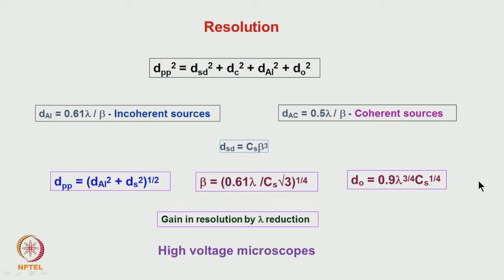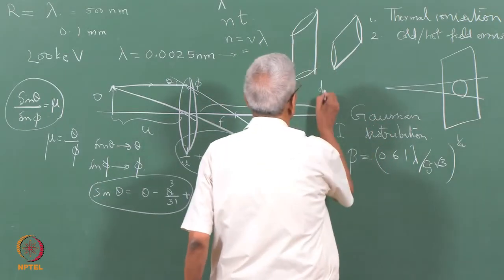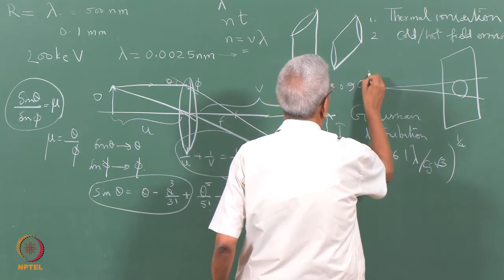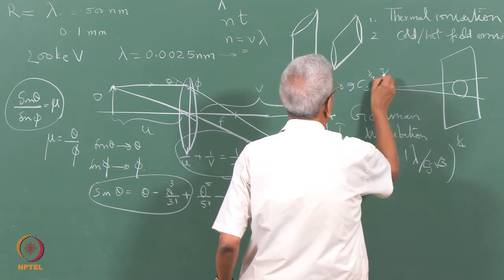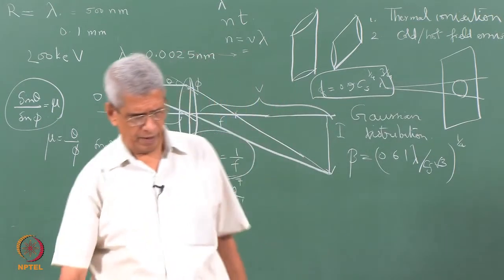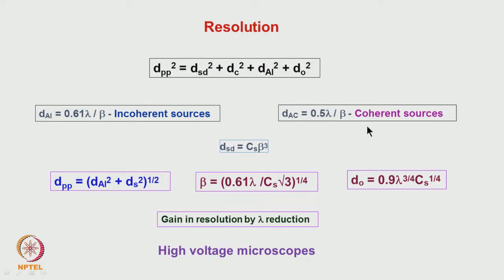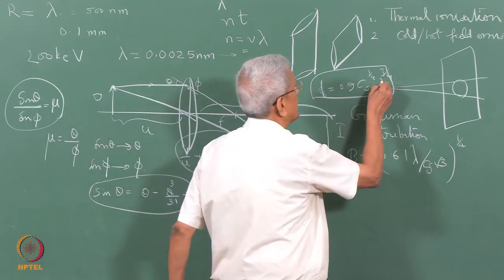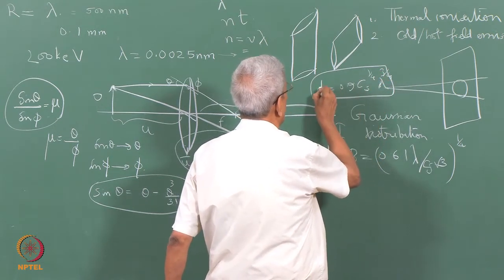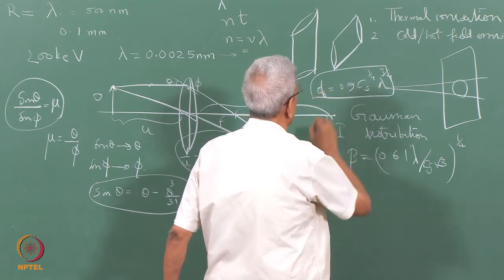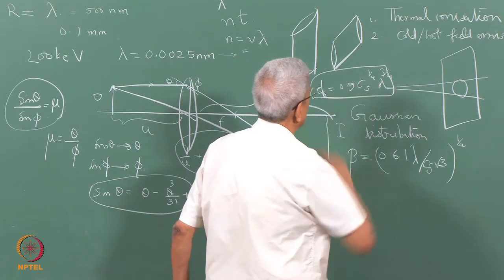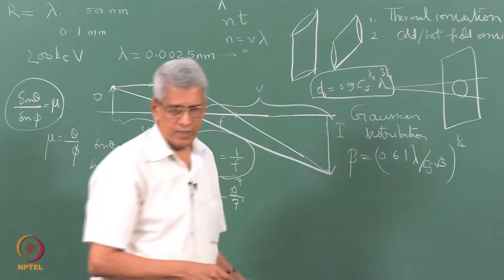And what is the best resolution which is possible? This D0 turns out to be 0.9 Cs to the power of 1 by 4 and lambda to the power of 3 by 4. So, essentially from this expression we can make out that a small reduction in lambda can bring about a large difference in the resolution, that the resolution can become better, whereas for Cs a large variation in the spherical aberration coefficient is required.